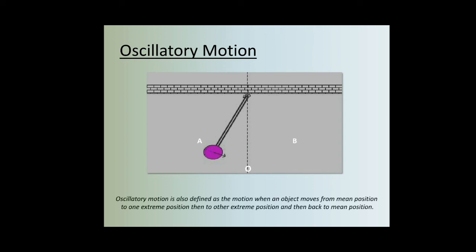So there is another definition of oscillatory motion which says that it is the type of motion when an object moves from mean position to one extreme position, then to the other extreme position, and then back to the mean position. This type of motion is called oscillatory motion.